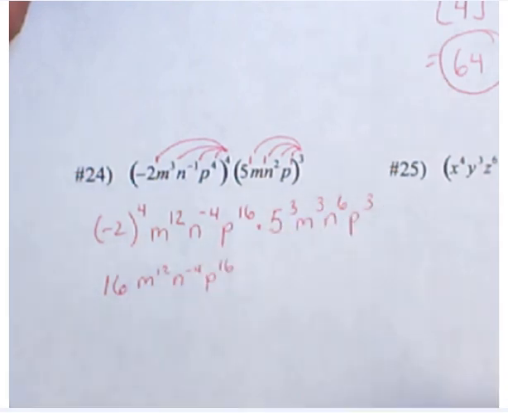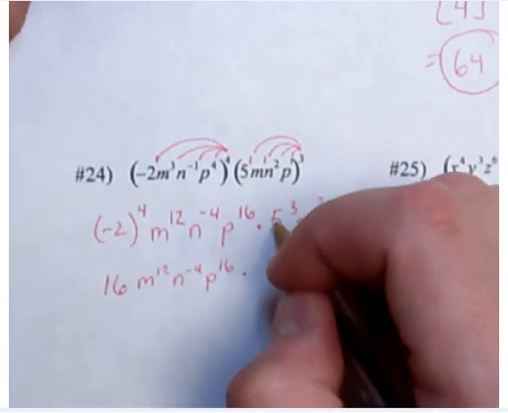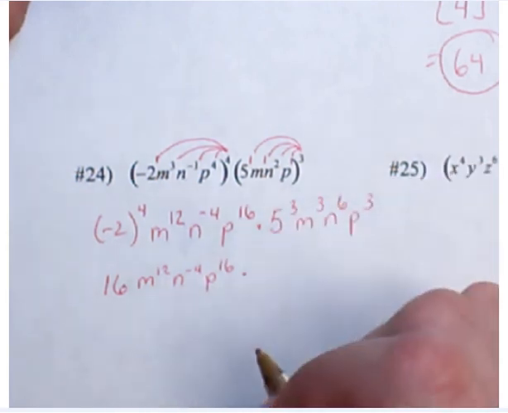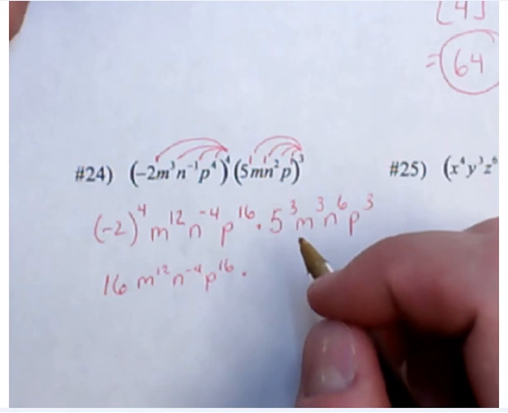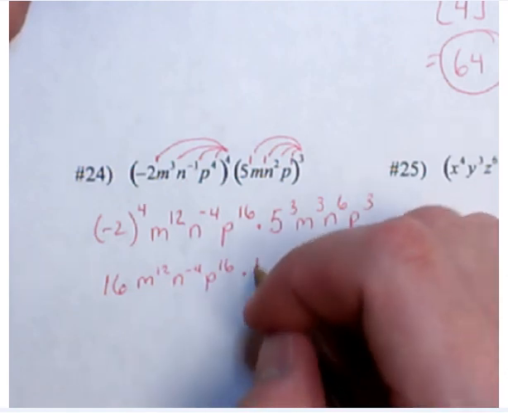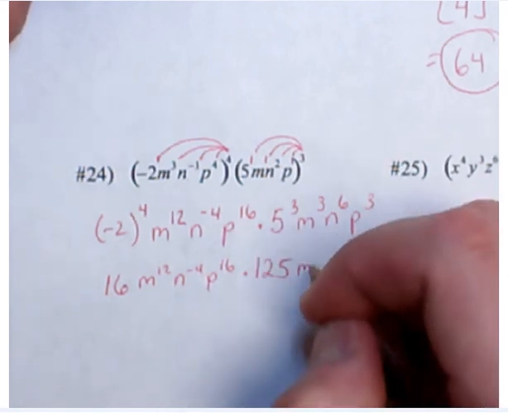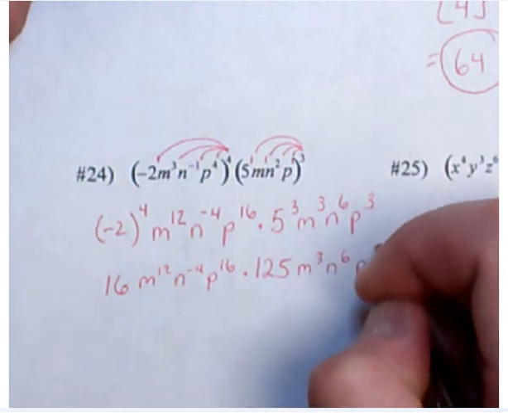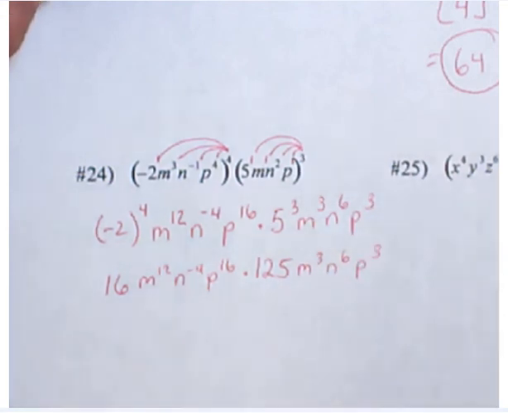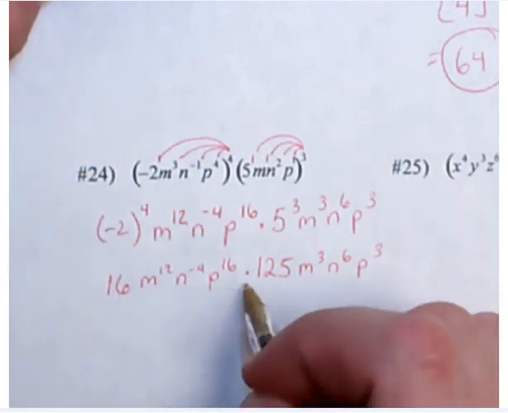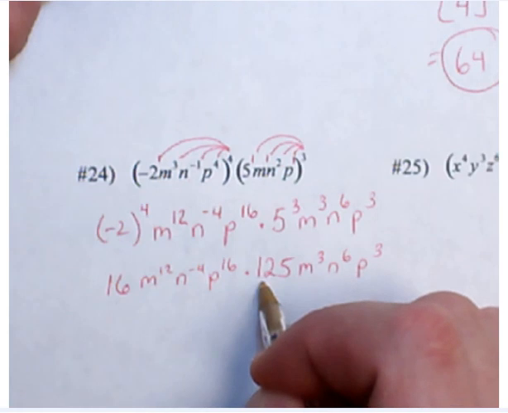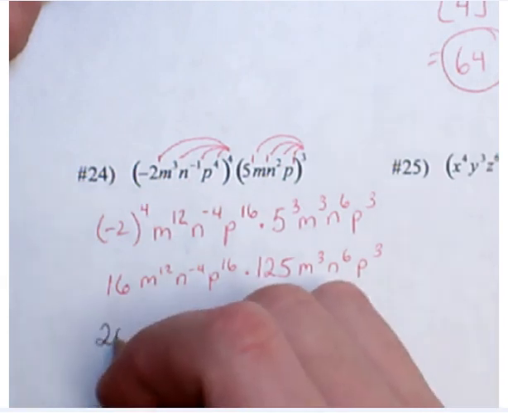I'll just copy that. Times 5 cubed is 5 times 5 times 5. How much is that? 125. M to the third, n to the 6th, p to the third. Okay, now we're going to multiply. Now it's a multiplication problem. Start with 16 times 125. I would use the calculator on that. You get 2,000.